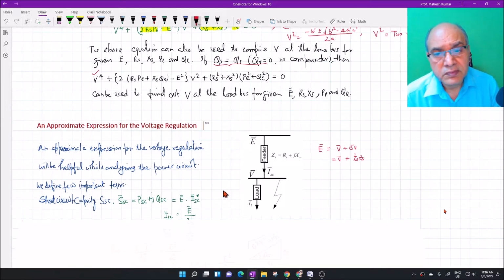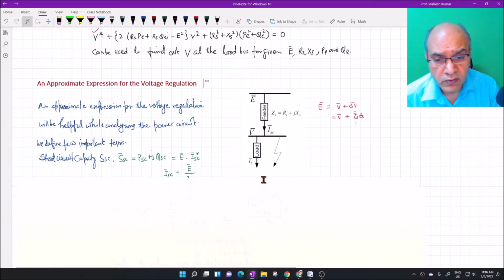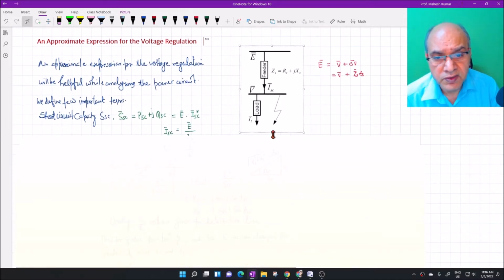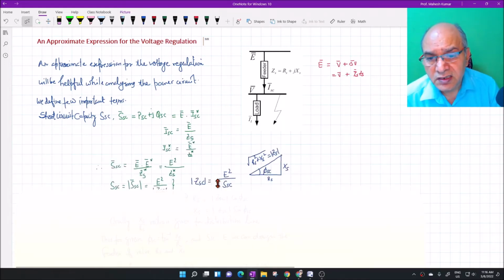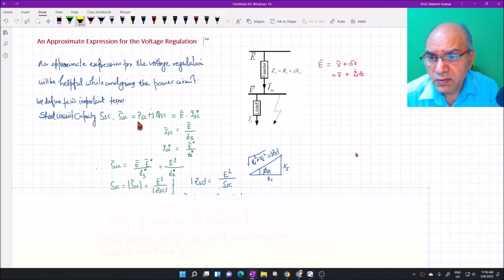But here we will develop an interesting voltage regulation expression which is approximate in nature, but it is very useful to understand the nature of the power system. In this discussion, we will define two important parameters. Number one is called the short circuit capacity of the load bus, we call SSC. Now, what is the short circuit capacity of the bus?